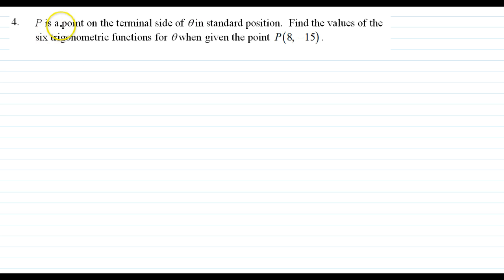Alright, so we have P as a point on the terminal side of theta in standard position. Find the values of the 6 trig functions for theta when given the point 8, negative 15. So if we were to go over here 8, and then down negative 15, this point here is the point we're talking about. So here's the terminal side.